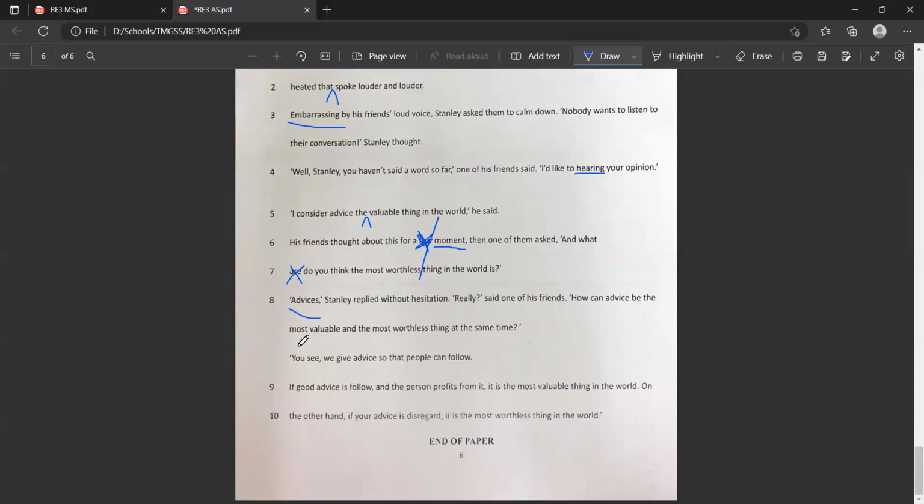Really, how can advice be the most valuable and the most worthless thing at the same time? You see, if good advice is followed and the person profits from it, it is the most valuable thing in the world. Is followed, okay? ED. On the other hand, if your advice is disregard, it is the most worthless thing in the world. Same case. Okay? Any questions?